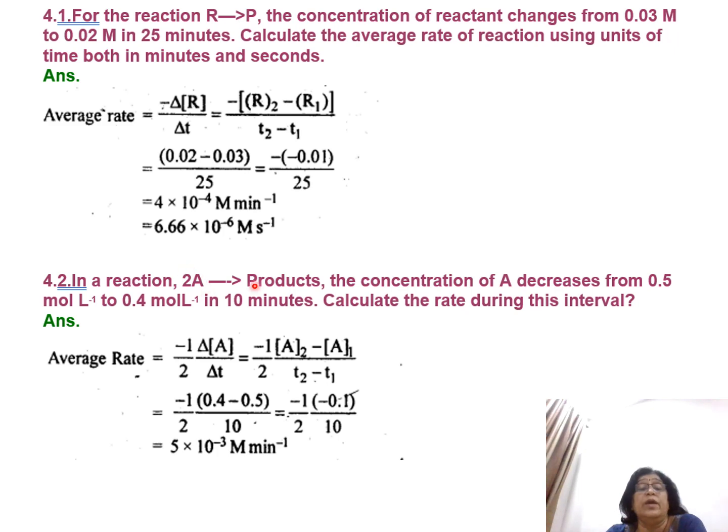Okay, so with respect to 2A gives you product, my average rate will be what? Minus half delta A by delta T. So minus half, A2 minus A1 upon T2 minus T1. So minus half, A2 is how much? 0.4. A1 is how much? 0.5. So 0.4 minus 0.5 upon 10, minus half times minus 0.1 upon 10. So 5 into 10 to the power of minus 3 moles per liter per minute. Is that clear? So that's how you find out the average rate of the reaction.